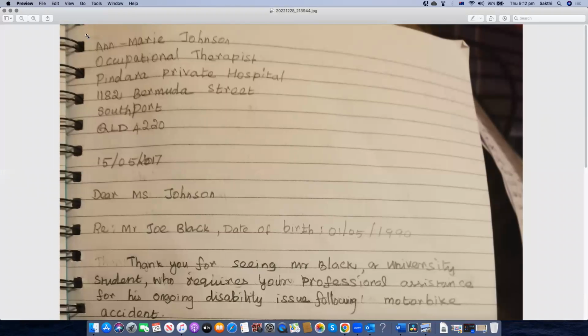So the student has written down Anne Mary Jansen, who is going to be the recipient. This letter is written to an occupational therapist. Anne Mary Johnson is an occupational therapist, but she should have written down whether it is Miss or Mrs. Anne is usually a Miss, so she is going to be a female. Then she wrote Pindam Private Hospital, that's okay, and then 1182 Bermuda Street, South Port, QLD 4220. So the address is written down correctly. I'm quite happy with that, except the prefix that is missing for Miss Anne.